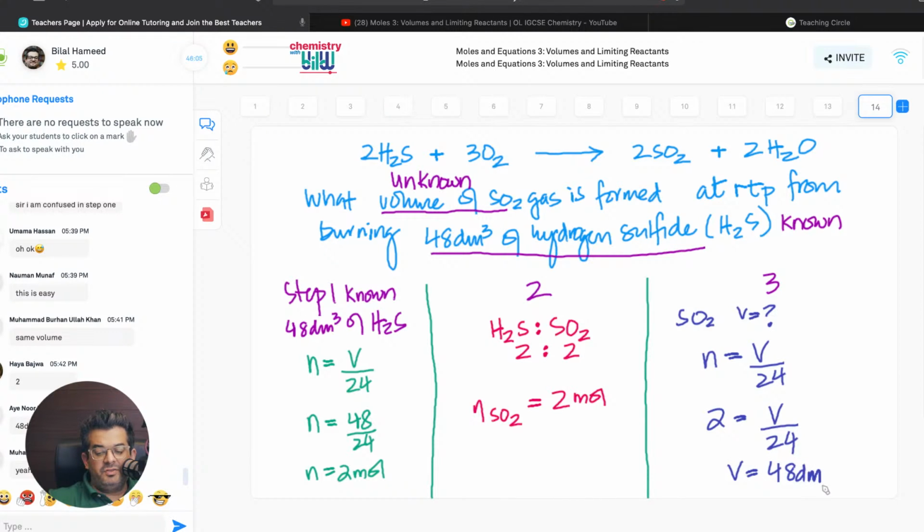Now, I'm not saying that you have to show the working at all times, but आपके दिमाग में यही steps चलने चाहिए हैं. You can do this in your head. 48 is 2 moles, 2:2. So 2:2, 2 mole will make 2 mole. Okay, 2 moles का volume कितना है? 48 dm cube. Exactly. You follow this? Yeah?